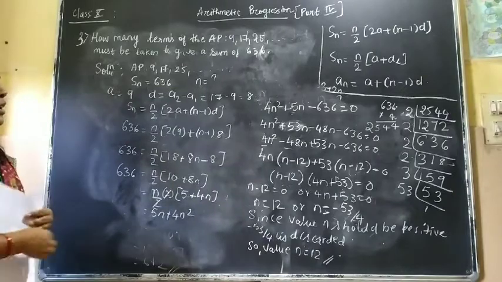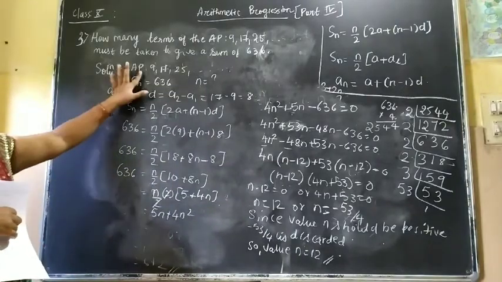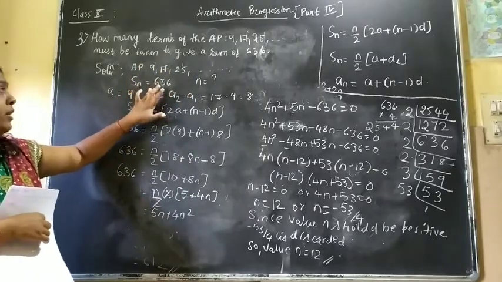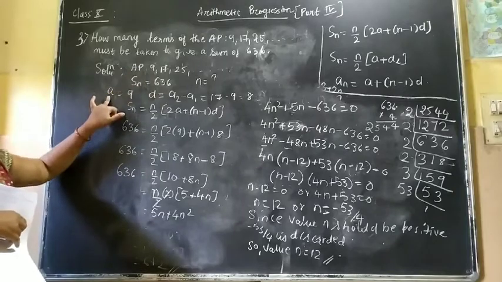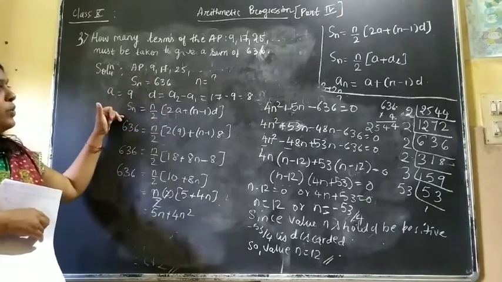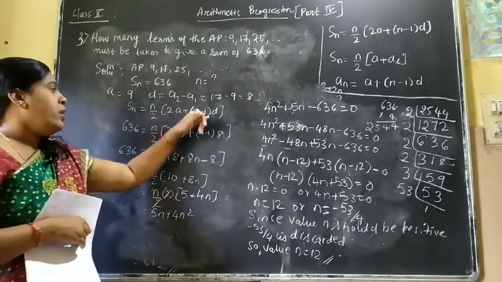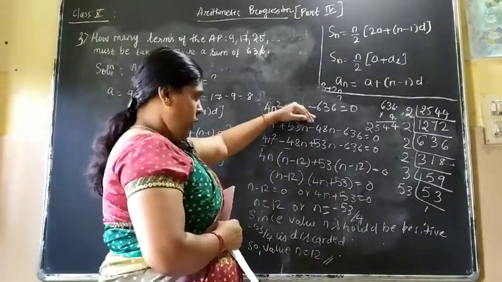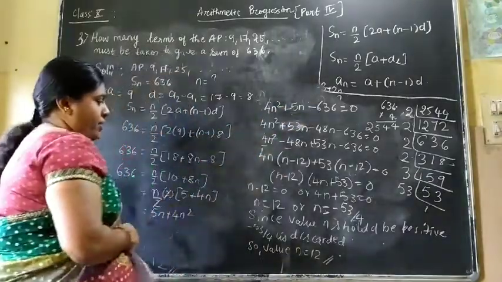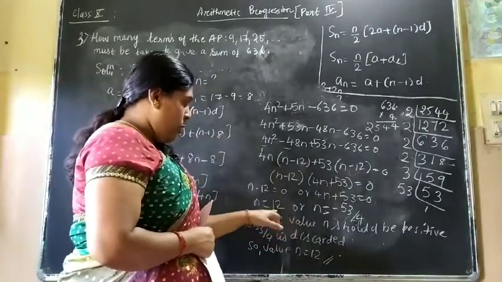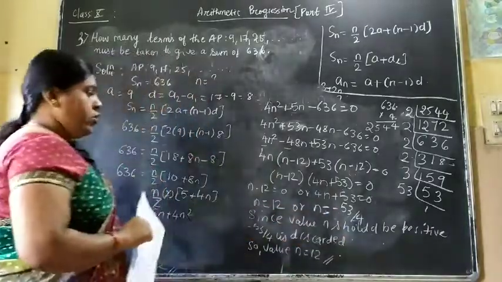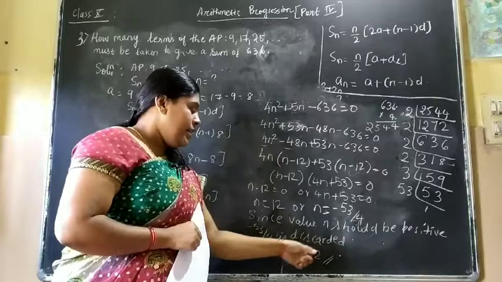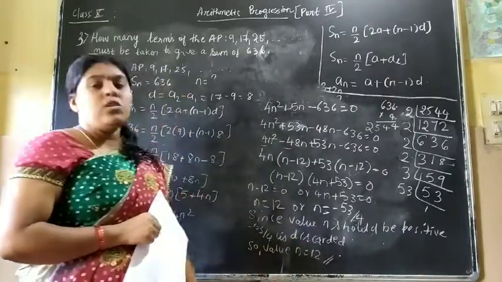So now we got it. See here how we are doing. I'll explain once again. They have given us an AP 9, 17 and 25, and they have given us the sum of n terms. From this AP we will obtain the first term and the common difference, and by substituting in the formula Sn is equal to n by 2 [2a plus (n minus 1)d], we are going to obtain a quadratic equation. If we solve this quadratic equation by the method of factorization, we are going to get two roots. One is positive, another is negative. Always the value of the number of terms should be positive. So the negative is discarded and the value we obtain for n is 12.